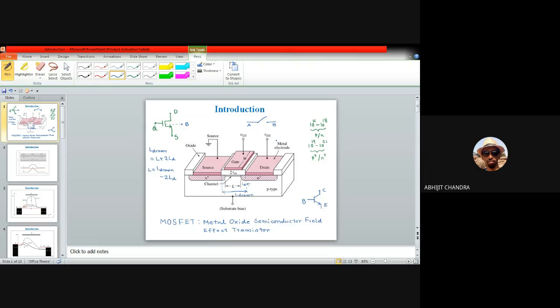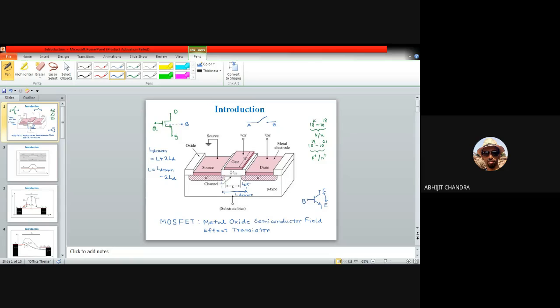As you know, for a BJT we have three terminals: base, emitter, and collector. Depending upon the potential that you apply at the base terminal, if the base potential is very large, so that the device enters the saturation region, then the collector and emitter terminals are almost at the same potential. Under saturation, the drop between the collector and emitter is given by VCE(sat).